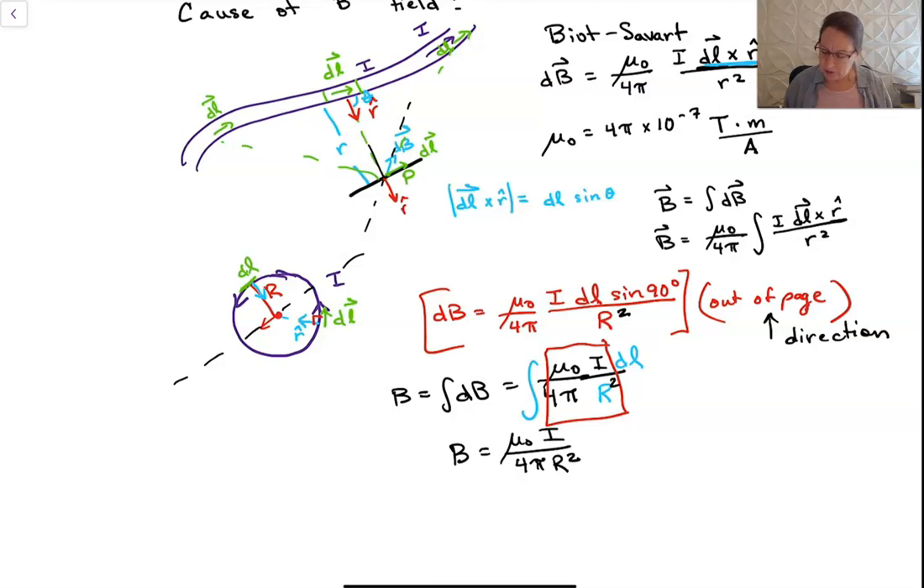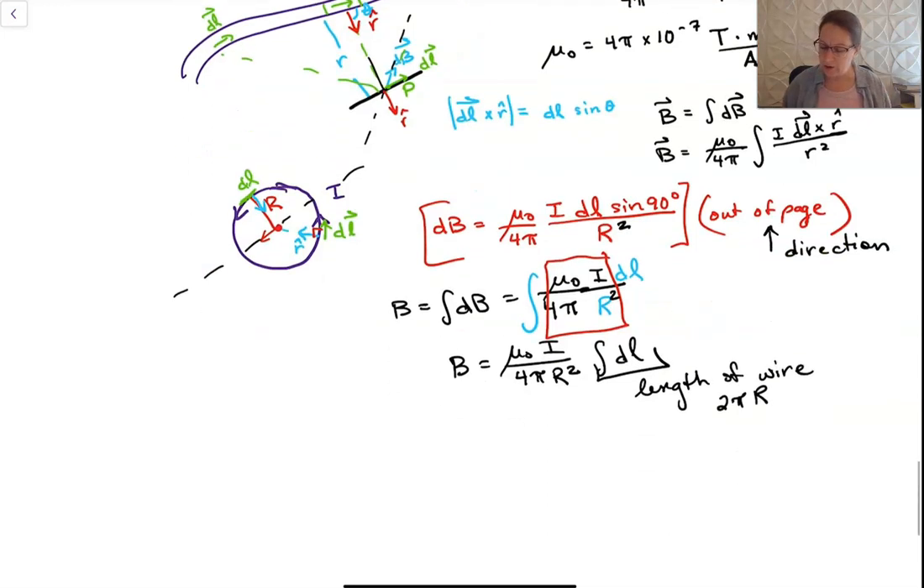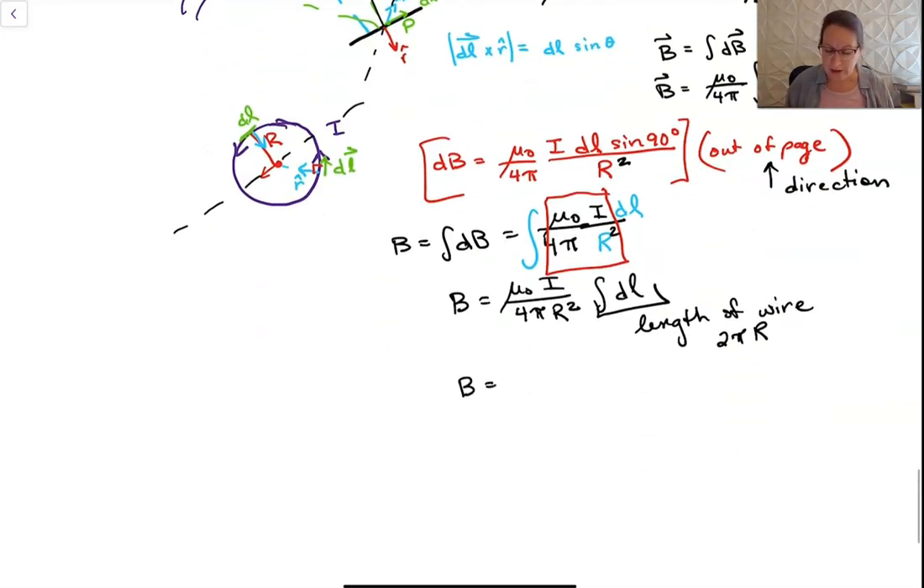And then this integral of dl is just the length of the wire. And the length of the wire is just a circle. It's the circumference of a circle, so that would be 2 pi times r. And so this magnetic field right in the center, and only in the center, is mu naught I times 2 pi r, all over 4 pi r squared. Those give me a 2, and that cancels, and so this magnetic field just becomes mu naught I over 2r.